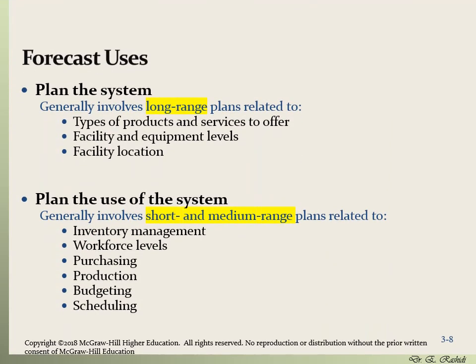The application of forecasting, or forecast uses. Basically, there are two main applications for forecasting, which differ based on the time horizon, or how far in the future you make the forecast for. The first one is planning the system, which is basically long-term decision making, or as they call it, strategic decision making. Let's take an example.